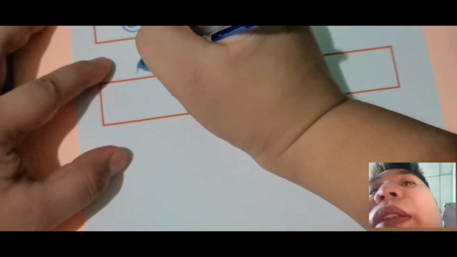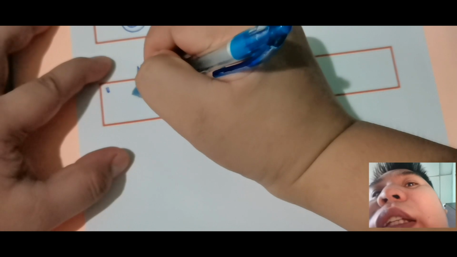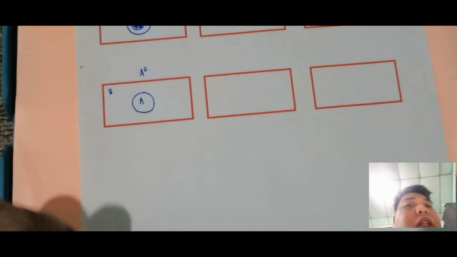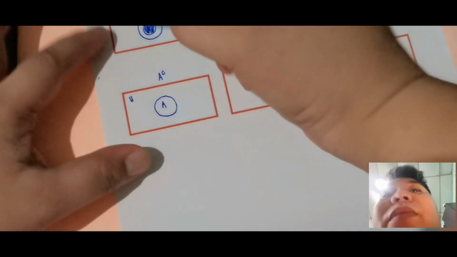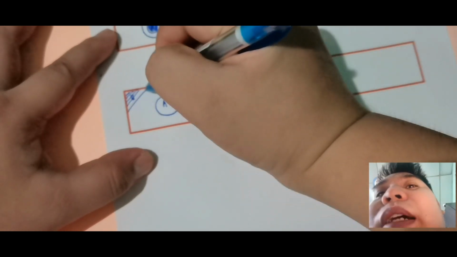So, next natin, si complement. Paano si A complement? Assuming ito ulit yung U, ito yung ating A. Sabi nga kanina, x is an element of U, but x is not an element of A. Meaning, yung outside A. Pag complement, outside A. I-shade ko yung buong part, yung labas.